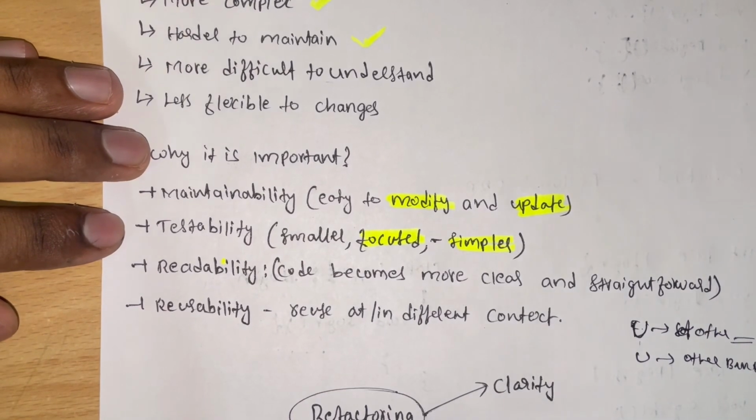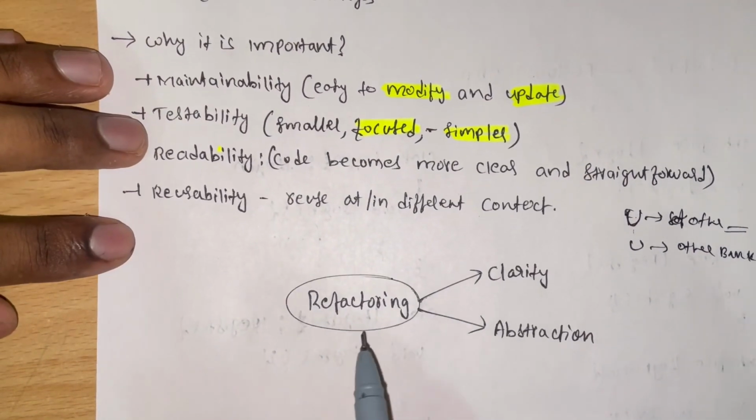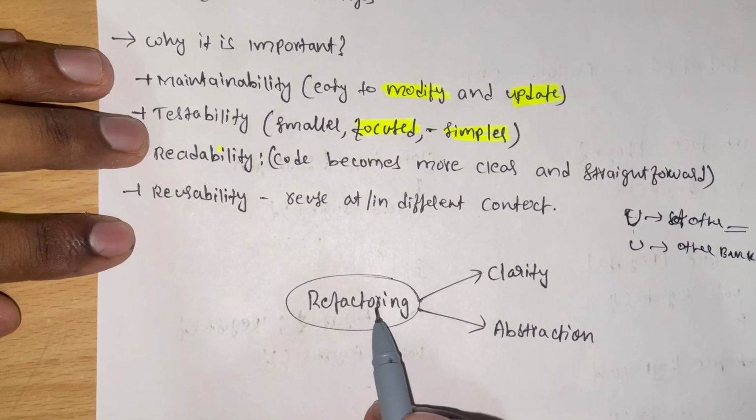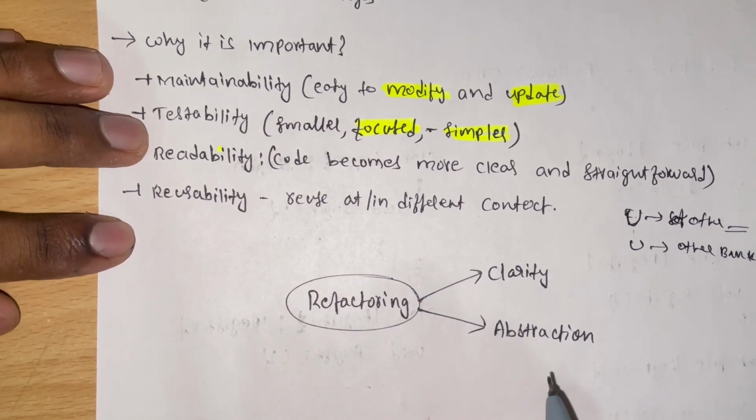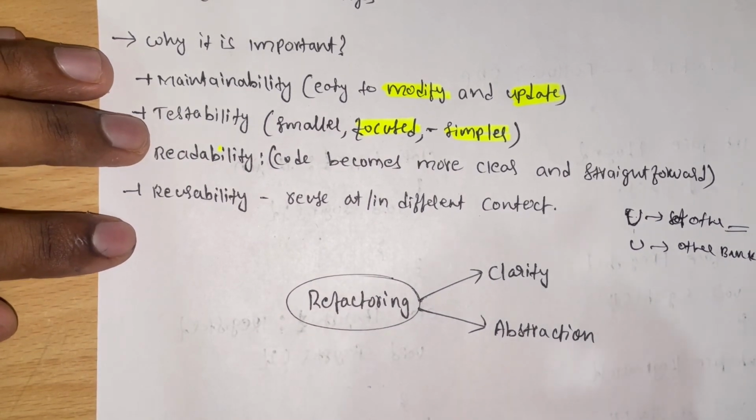Now, how do we achieve SRP? SRP is achieved by refactoring. Refactoring, we do it for clarity and abstraction. Let us see an example of how this SRP works.